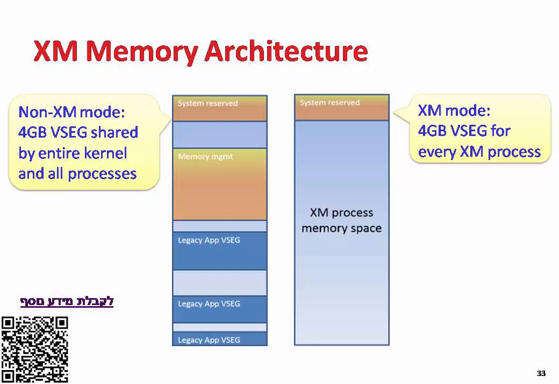An XM process, extended memory process, has its own separate 4 GB of virtual memory space and does not use VSEGs allocated from the system virtual memory space. The top 256 MB of the virtual memory range for an XM process is reserved for use by the system, but the remaining 3.75 GB may be used by the process.